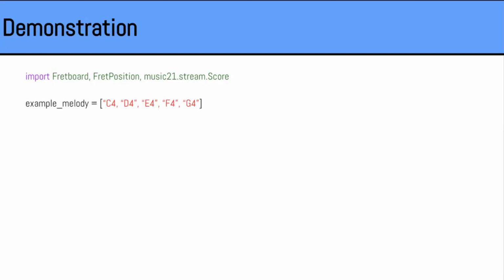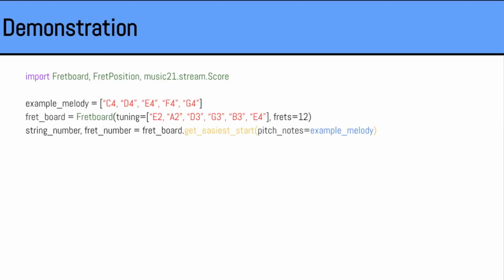So we're going to go over a practical example. As usual, we import the modules we need. Given an example melody, we initialize the fretboard with the tuning, and now we get the easiest start.